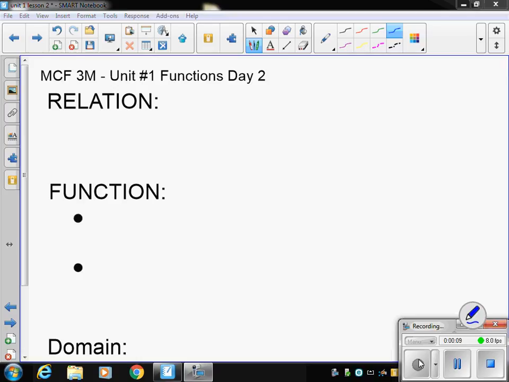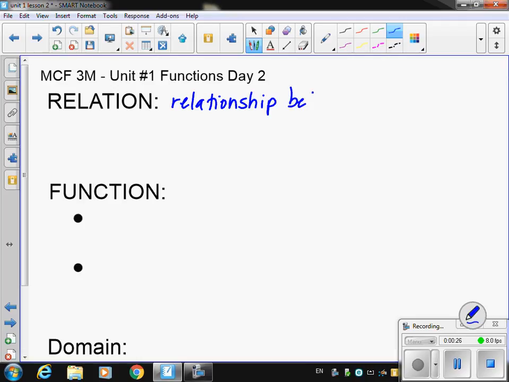So a relation, and it's impossible to come up with a definition that doesn't have the word relationship in it, but it is a relationship between any two things. So you could have a relationship between students' names and their math score, the number of people in a town and time.